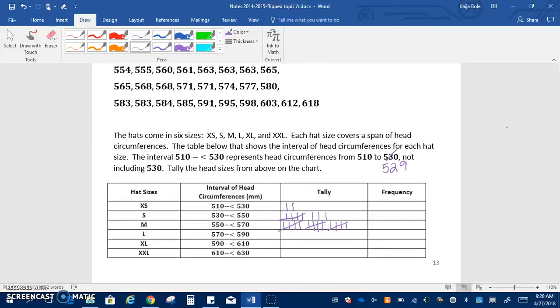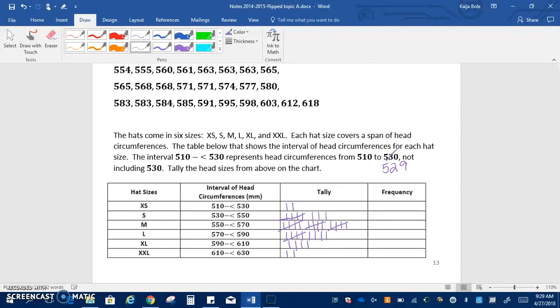So that's going to go in the large now, the large section. So 571, 571, 574, 577, 580 is my 5th, 583, 583, 584, 585, and then we jump down to 591, so down into the extra large section. 591, 595, 598, 603, 612, we jump into double XL, and then 618.